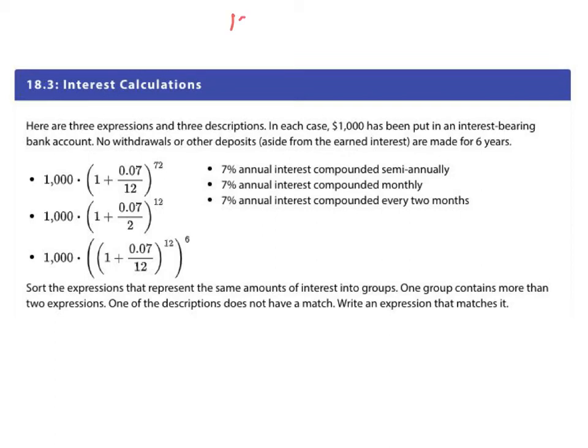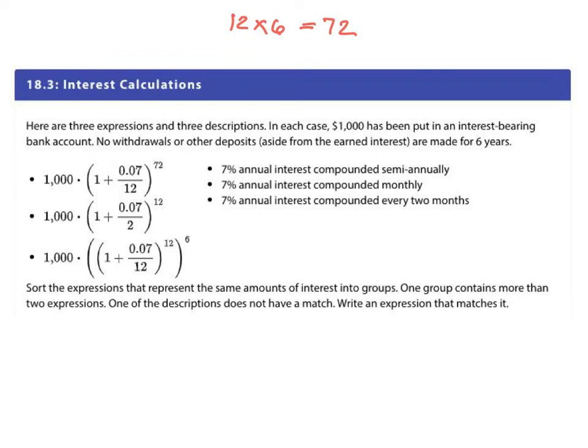It's going to give you 12 times 6 is 72. I don't know why I'm still in red pen. Sort the expressions that represent the same amount of interest into groups. One group contains more than 2 expressions. One of the descriptions does not have a match. Write an expression that matches it.